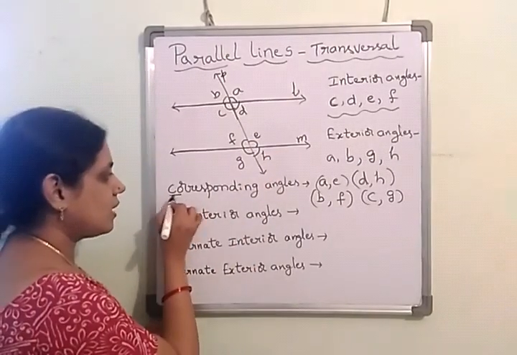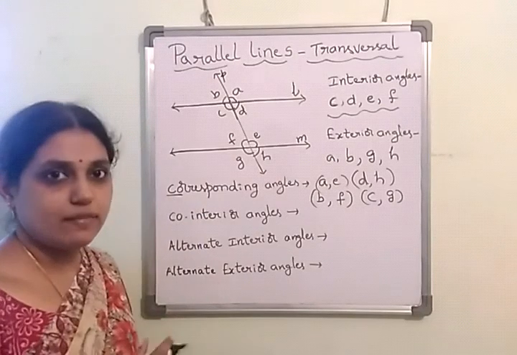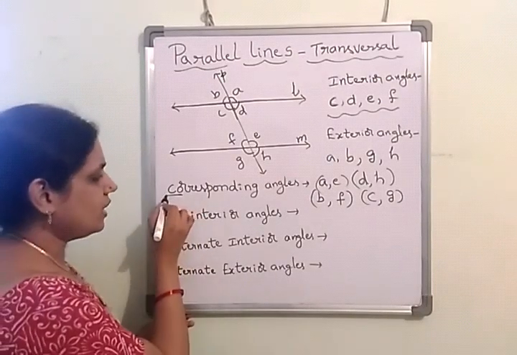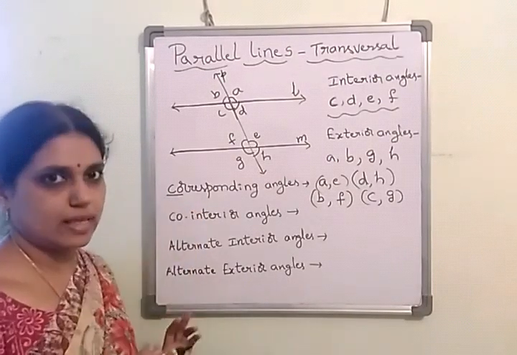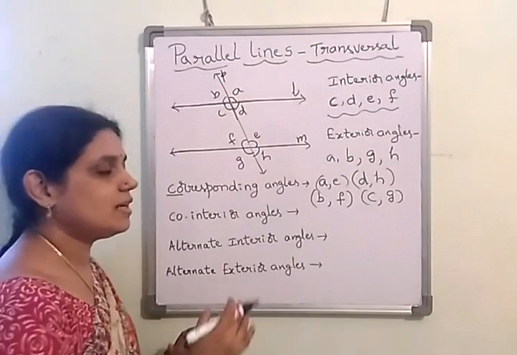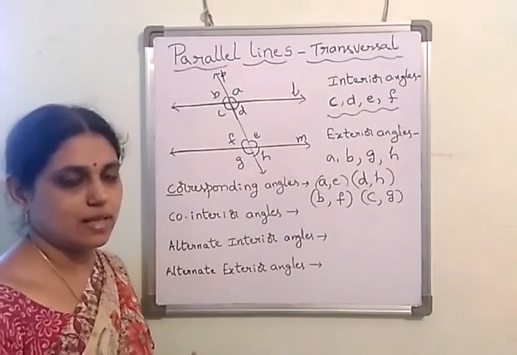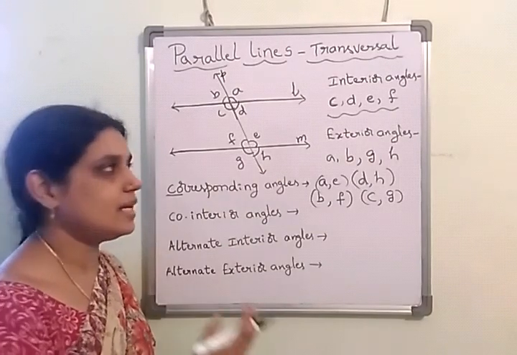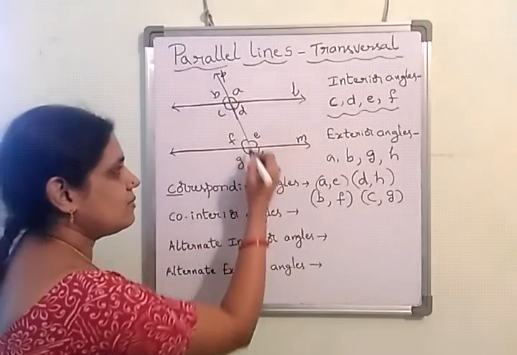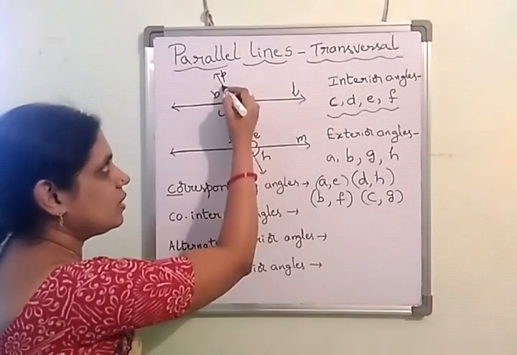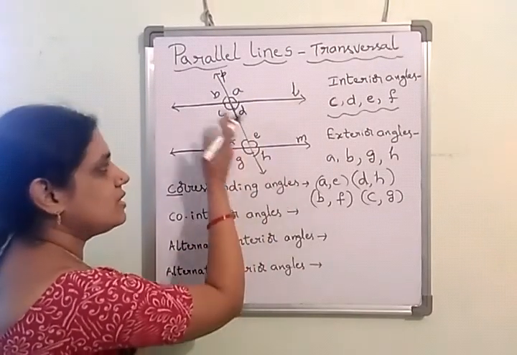So here I want to tell one point clearly. Wherever CO comes, that represents the angles on the same side of the transversal. The angles on the same side of the transversal. Same side, I think you understood. So here this is the transversal. Here this is the left side.